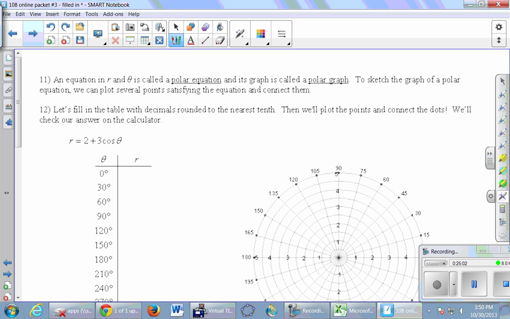Moving on to 11, an equation in r and theta is called a polar equation, and its graph is called the polar graph. To sketch the graph of a polar equation, we can plot several points satisfying the equation and connect them. Just like when you first learned how to graph in XY land, you started by making tables. That's what we're going to do here. So number 12, let's fill in the table with decimals rounded to the nearest tenth. Then we'll plot the points and connect the dots. We'll check our answer on the calculator.